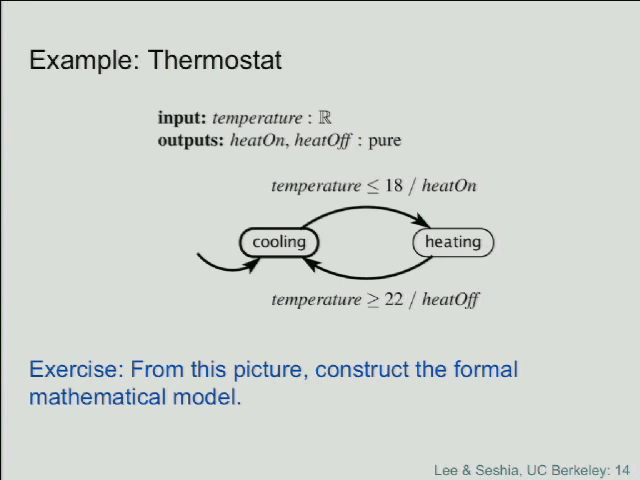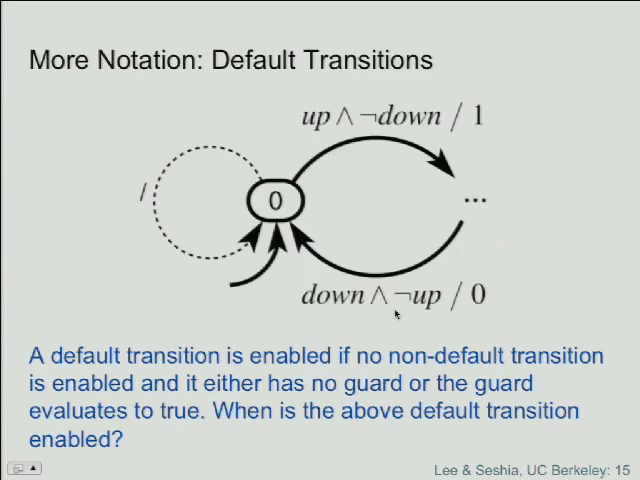Just a little bit more about this bubble and arc notation. In order to make these diagrams more compact, we'll occasionally use these dotted transitions or a transition that has a simple slash. The simple slash means the guard is true, it's always enabled, and the output is absent. And the dotted transition means if no other transition is enabled out of this state, then this transition is enabled. So by default, every state has one of these transitions. If no outgoing transition is enabled, we stay in that same state and we produce no output. Okay.